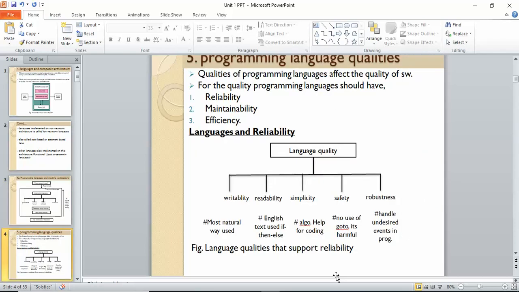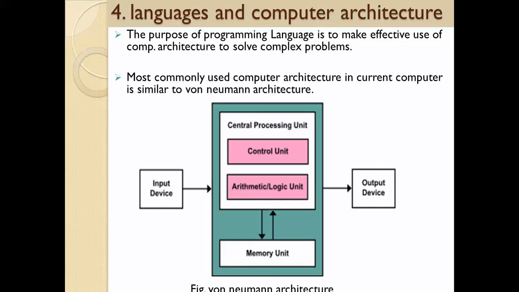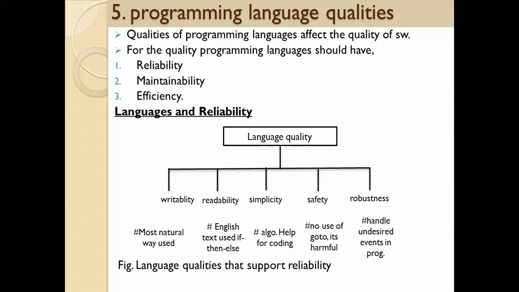Next we will see the programming language qualities. How can we define the qualities? The quality of the programming language affects the quality of the software. We can say that the quality of any software depends, or is partially based, on the quality of the programming language.